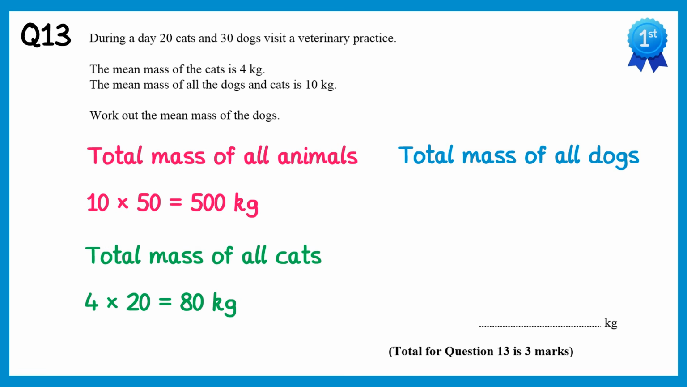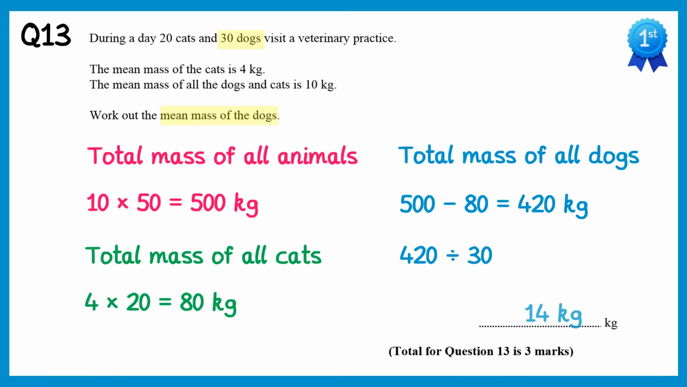We can now work out the total mass of all of the dogs. That's the total mass of all of the animals, take away the total mass of the cats. So 500 take away 80, which gives you 420. We can now finally finish the question. We're asked for the mean mass of the dogs, which is the total mass, 420, divided by the number of dogs, which is 30. 420 divided by 30 gives you 14 kilograms.